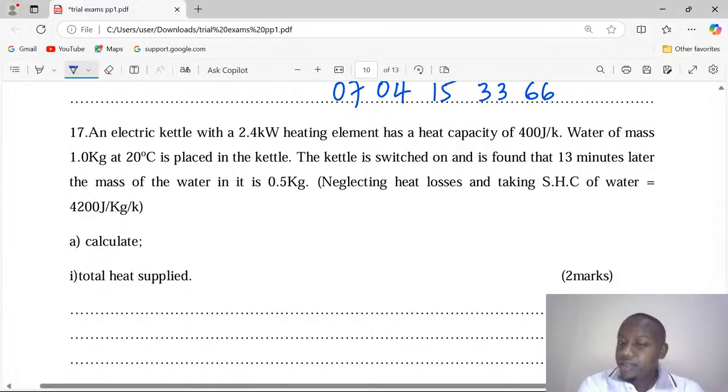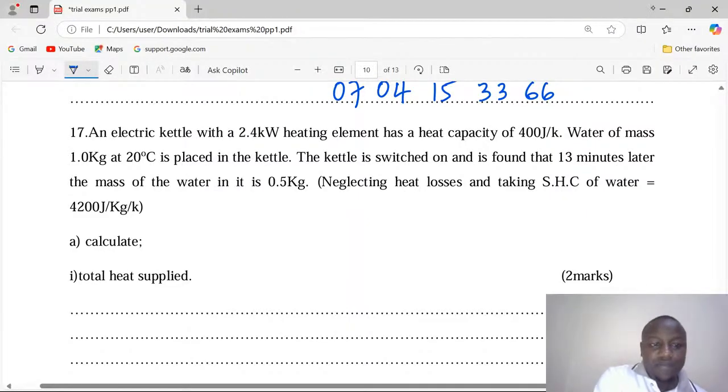An electric kettle with a 2.4 kilowatt heating element has a heat capacity of 400 joules per Kelvin. Joules per Kelvin, so that should be capital K. Then we are told water of mass 1 kg at 20 is placed in the kettle. The kettle is switched on and it is found that 13 minutes later, the mass of the water in it is 0.5 kg.